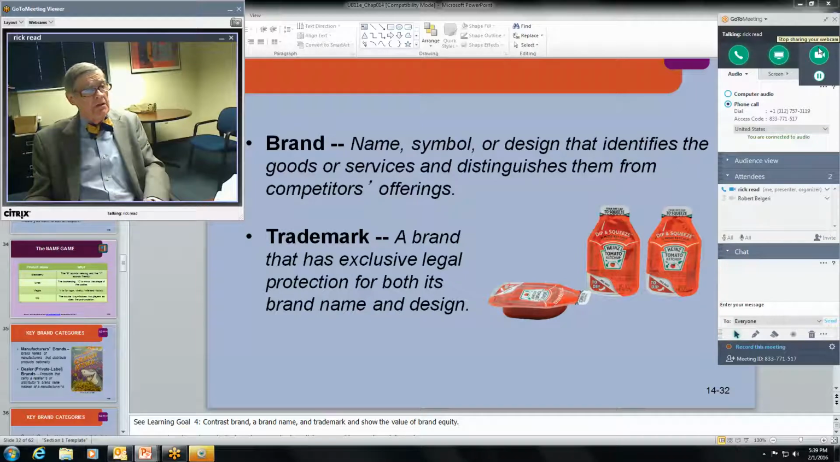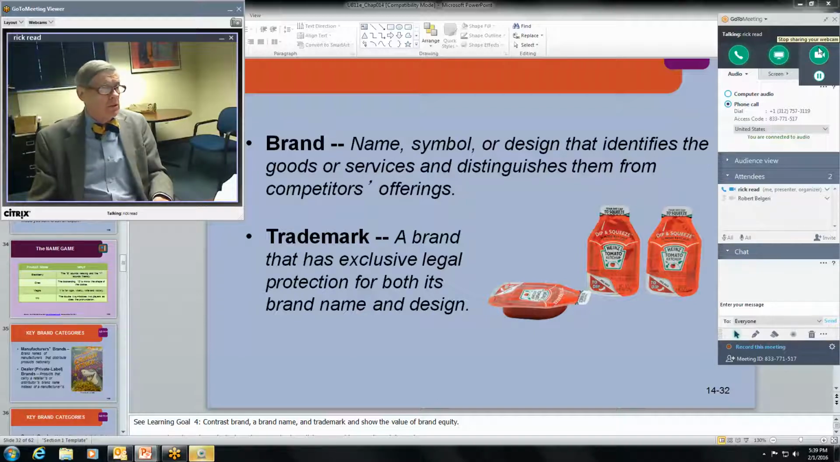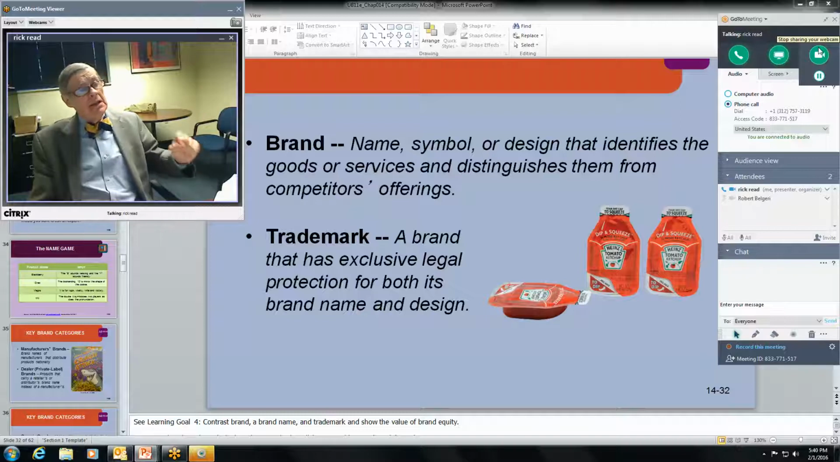The graphic here is with Heinz ketchup, and then the next thing that comes with that, and we sometimes get these two confused, brand and trademark. A trademark is something that is registered with the government, and a company has exclusive use of and legal protection, by the way. I should point that out, for both the brand name then, and the design.